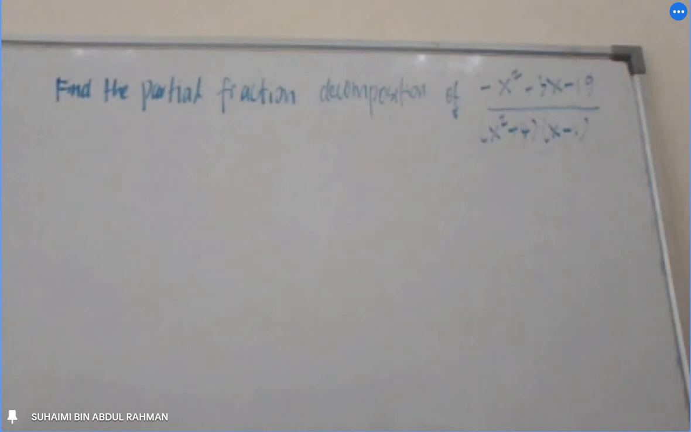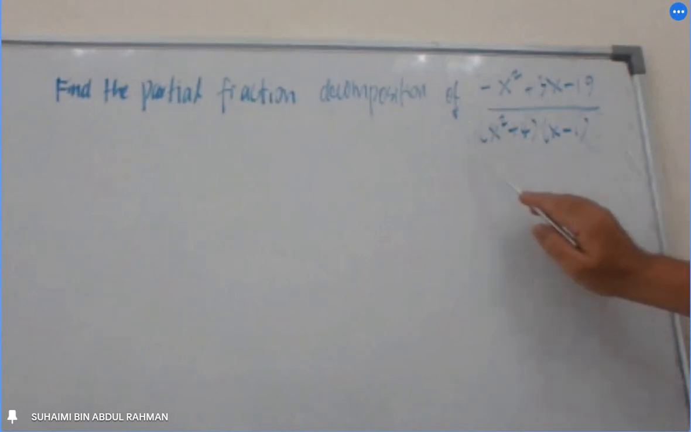So proper, which means that we do not have to use long division. We go to the next one, step number 2. What is step number 2? Factorize the denominator. But our denominator is already in factored form.